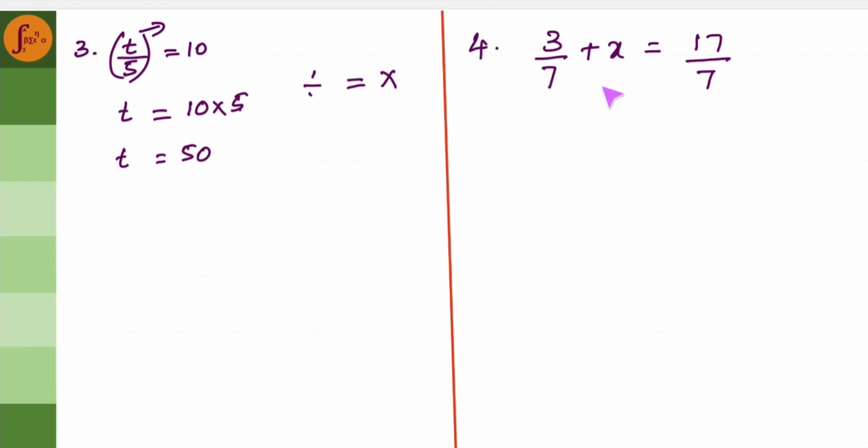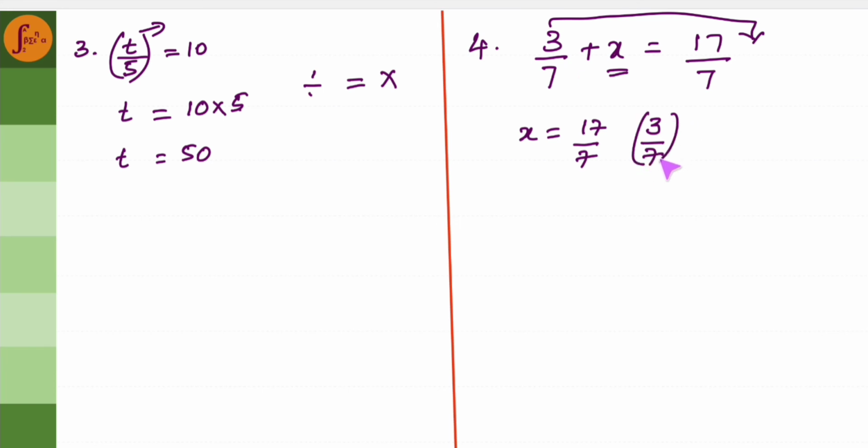Another example, x. We'll have to find x. So x is equal to, copy what is there on the other side, 17 by 7. Now we have to shift this, right? So it's going to become 3 by 7 here. This entire thing we are shifting. And this is in addition, so this is going to become subtraction. So denominators are same, so we can subtract them. 17 minus 3 is 14 by 7, which is 2. 7 twos are 14. So x is equal to 2.